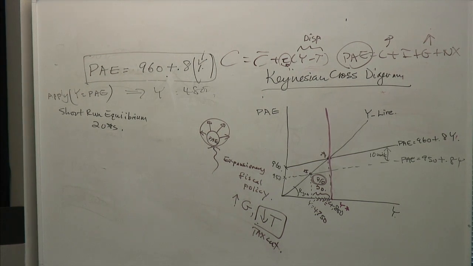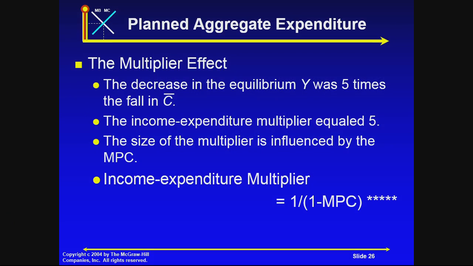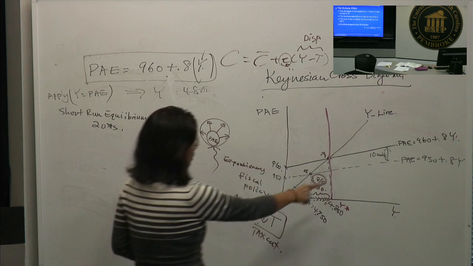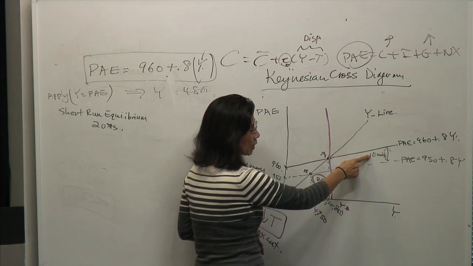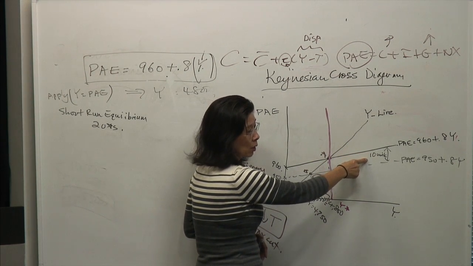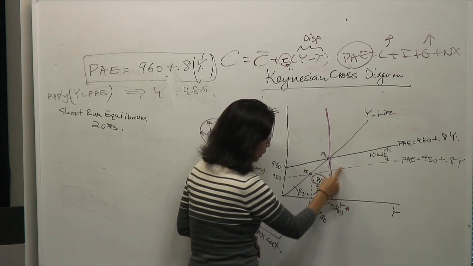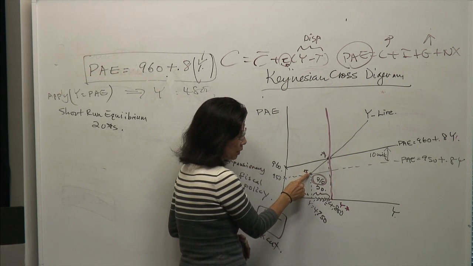Okay, next. This is a good one to write down. This is your income expenditure multiplier. So a decrease in the equilibrium Y is 5 times the decrease in C bar, which is essentially what we talked about earlier. If you drop C bar, or G, or I sub P by 10 units, then this will drop, because if you draw it, your equilibrium will be right here.